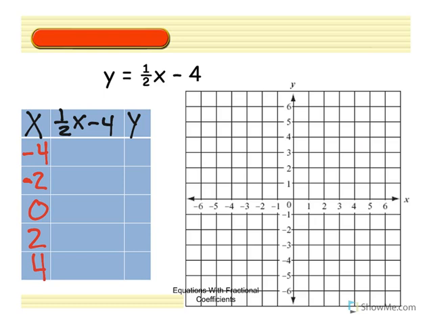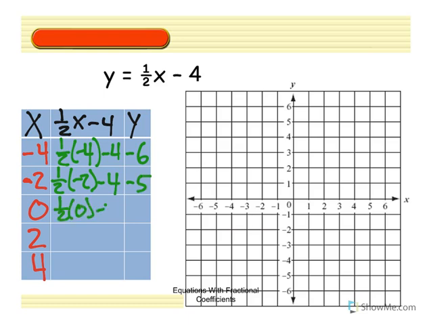So when I substitute here, I'm going to get half of -4 minus 4. So half of -4 is -2. -2 minus 4 is -6. I get half of -2 minus 4. Half of -2 is -1, minus 4 is -5. I get half of 0 minus 4, which is 0 minus 4, which is -4. And look at the pattern: -6, -5, -4. We would expect that the next one would be 1 minus 4, which is -3. And then 2 minus 4, which is going to be -2.